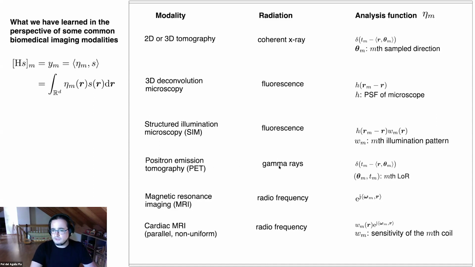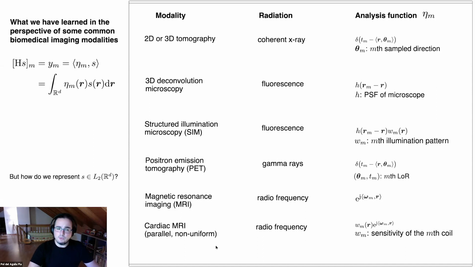In positron emission tomography, again, we have the Dirac pulse like in computerized tomography, but here the theta m and t m mark the mth line of response instead of being the ones that we decided while scanning. In MRI, it's simply the complex exponential or complex sinusoid, while in cardiac MRI, where you would usually use a parallel MRI setup in which different coils have different sensitivity, you can incorporate the weighting function for each coil.